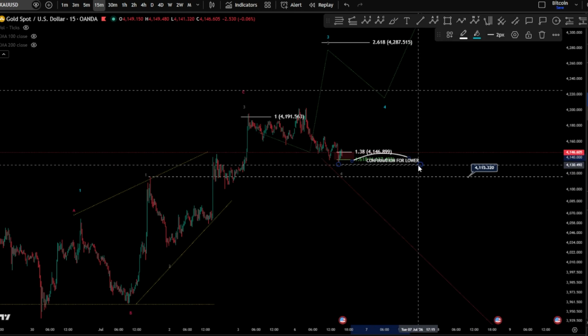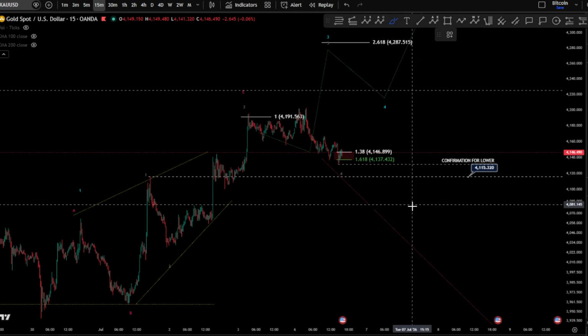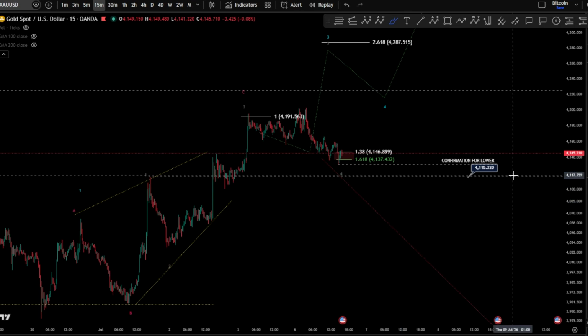Yeah, when we take the confirmation for lower, followed by an invalidation, it's a huge red flag, guys. Okay, this is a red flag here. Be careful. All right, so that was it for the gold.